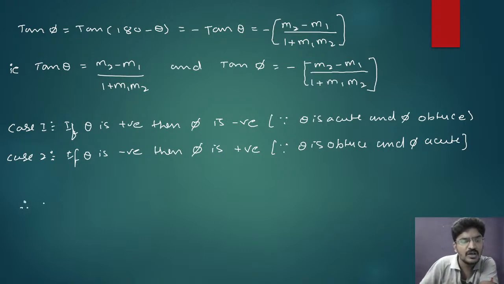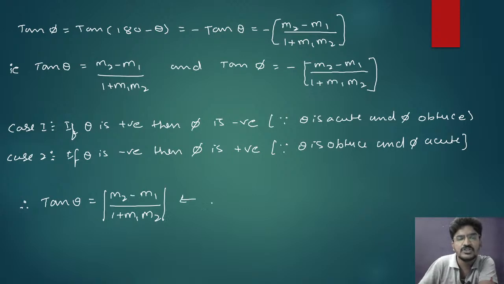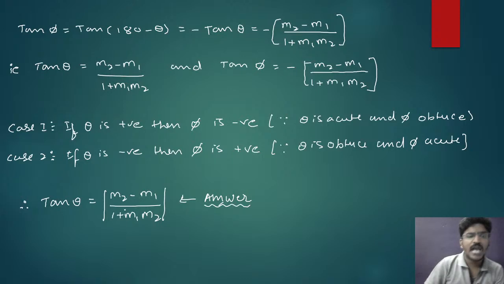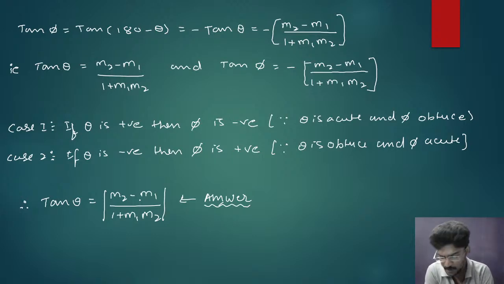So therefore tan theta will be, keeping in mod, m2 minus m1 divided by 1 plus m1 into m2. So this is your answer. Clear? So angle between two lines is given by tan theta equal to mod of m2 minus m1 divided by 1 plus m1 into m2.